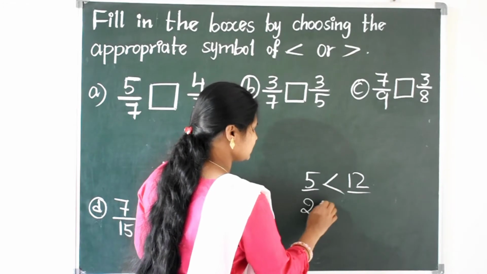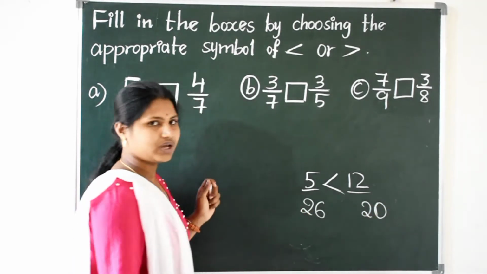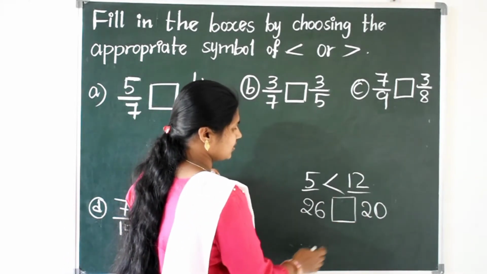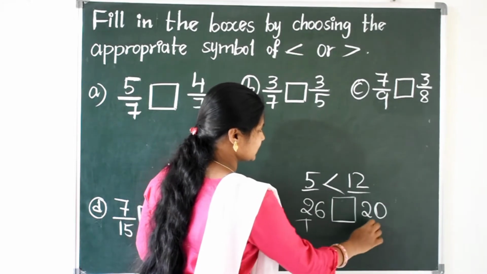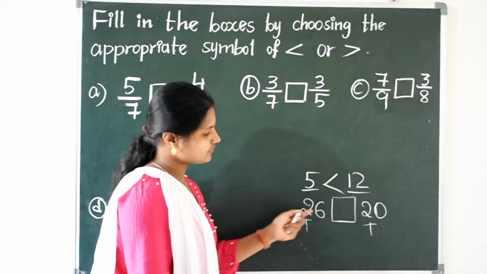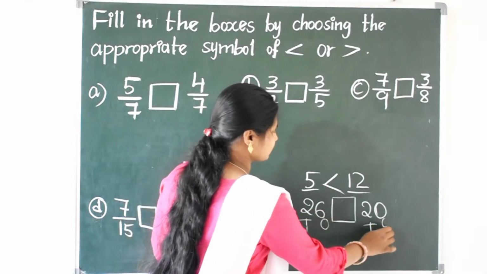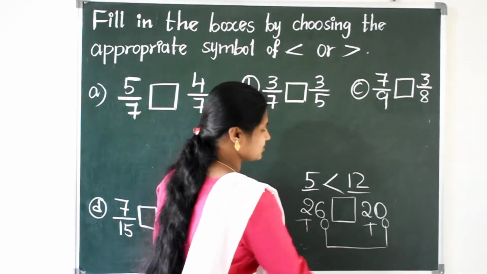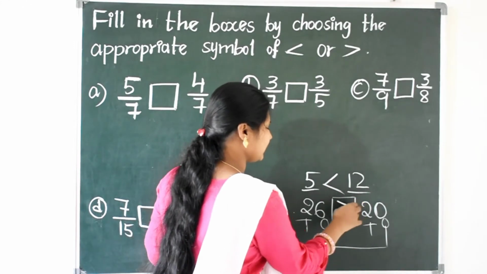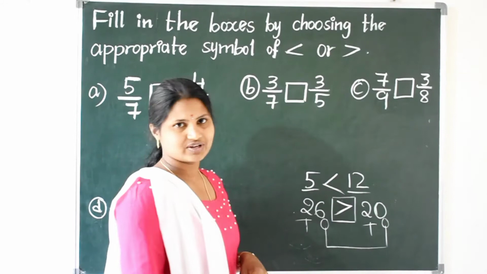Suppose here 26 is there and this side 20 is there. How to compare these numbers? Tell me. Here tens place values are same, right? Both are 2-digit numbers and tens place values are same. Then compare the ones place values. Here 6 is there and this side 0 is there. Here 6 is a greater number, so 26 is greater than 20. Yes, we can compare these numbers very easily.